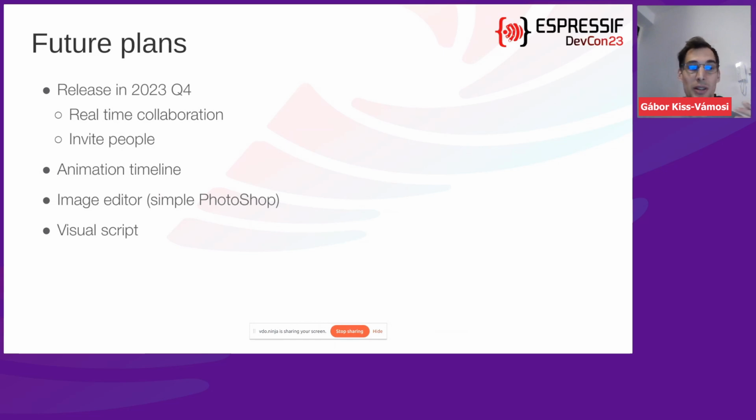We will also add an image editor. It will be like a simple Photoshop where you can manage your image assets or create your image assets in a central place without leaving Squareline Studio. And finally, we are planning to add a visual script engine, so it will be easy to put together complex logic for your UI in a visual way. This way, even designers can do more and can add more logic into their user interface.